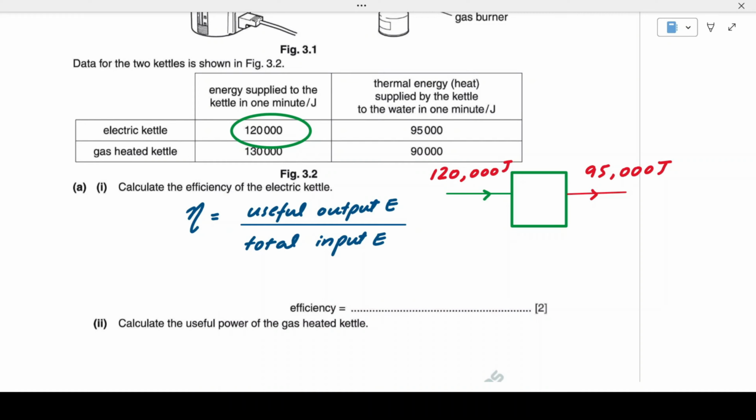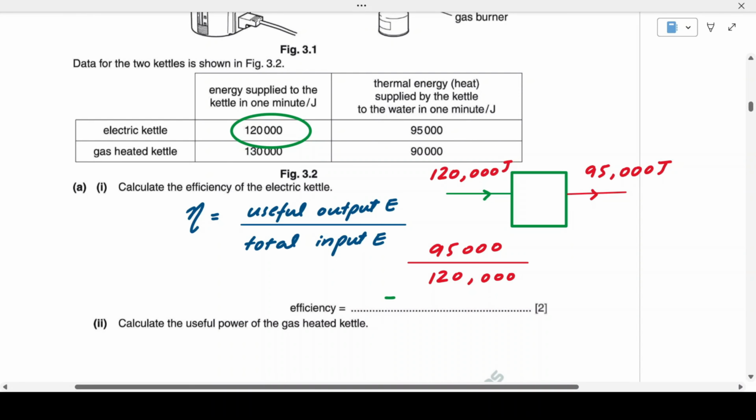So efficiency would be output divided by the input, multiplied by 100 if you want to write in percentage. Otherwise, you may not even write in percentage. What do we get in decimal? 79%. We can write in percentage, or we can also write in decimal. In decimal, the answer has to be less than 1. In percentage, the answer has to be less than 100.